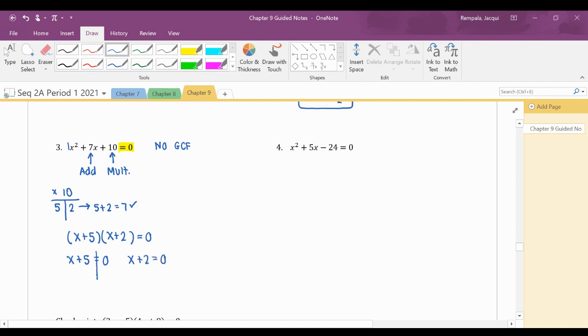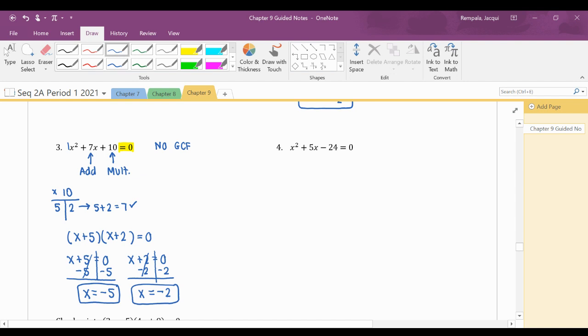x. To get that positive 5 to the other side, we are going to subtract. So one of my answers, x equals -5. To get that 2 to the other side, we have to subtract it. That gives me the x by itself. 0 minus 2 is -2. So there are my two solutions.